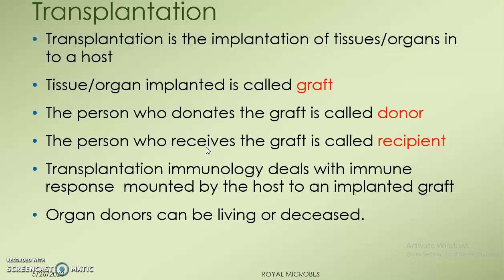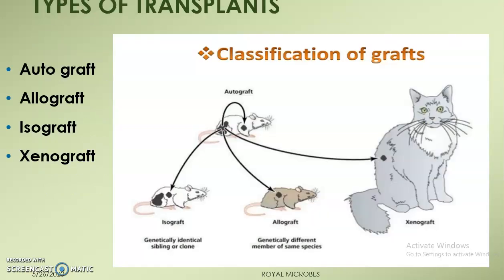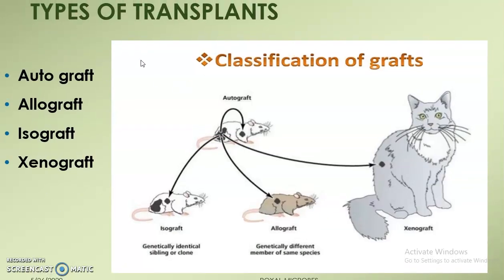We can see live and dead organ donors. Next we can see the types of transplants. There are mainly four types of transplants: autograft, allograft, isograft, and xenograft.